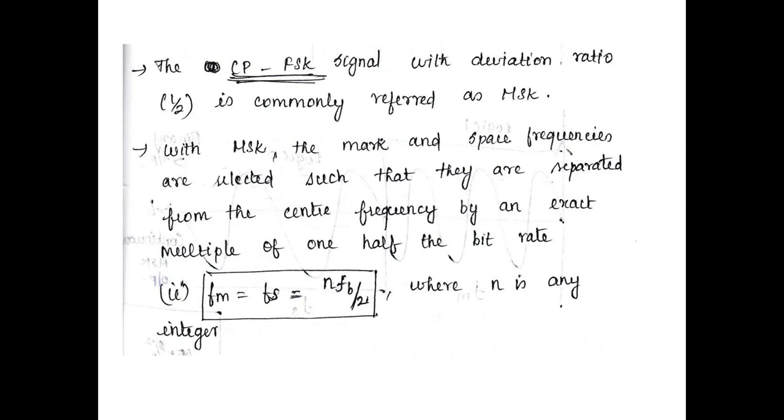This condition is used to convert CPFSK into MSK, and the MSK signal should also satisfy two conditions. First, the modulating pulse must be symmetrical about t plus Tb/2 or 0 otherwise, and the modulated carrier has to have a constant envelope, so there is no change in the amplitude of the transmitted carrier signal.